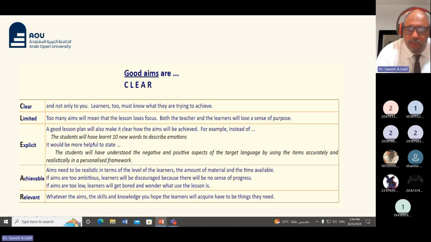Limited, you don't promise them the world. So your aims should be few, so you don't end up not achieving any of them. Too many aims will mean that the lesson loses focus. Both the teacher and the learners will lose a sense of purpose if there are so many. There is obviously nothing wrong with being ambitious in class, but don't be too ambitious, right?